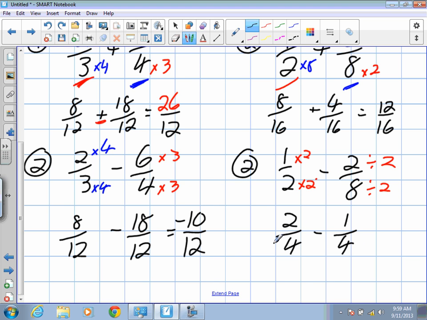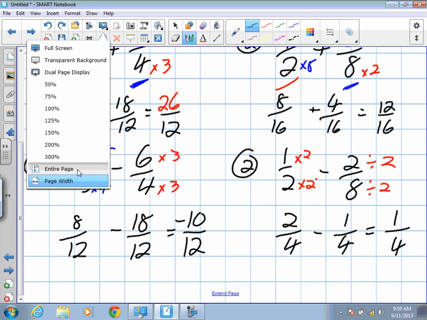Any common denominator works. Same idea, our denominator stays the same. And what's 2 subtract 1? 1 quarter is our answer. 25%.